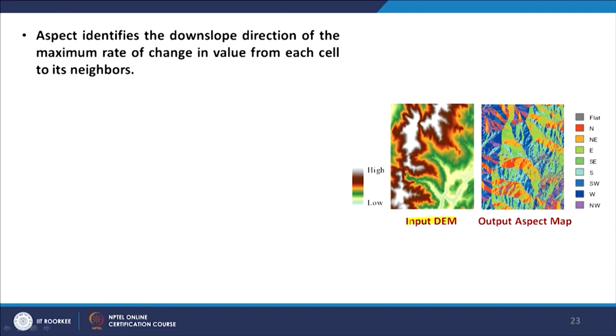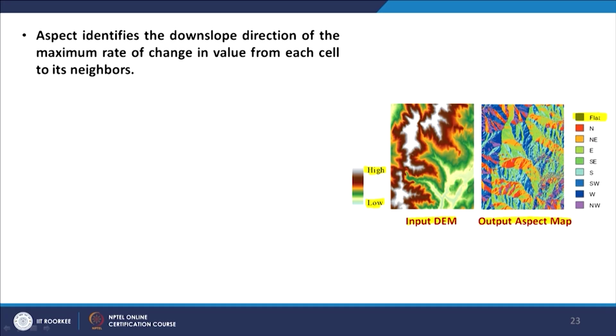This is my digital elevation model, where these represent low elevation values and high elevation values. When this is subjected to aspect calculation, this is what I see. The aspect is here. Of course, it depends whether that area has a flat part or not, but generally a few cells will be identified as flat part.